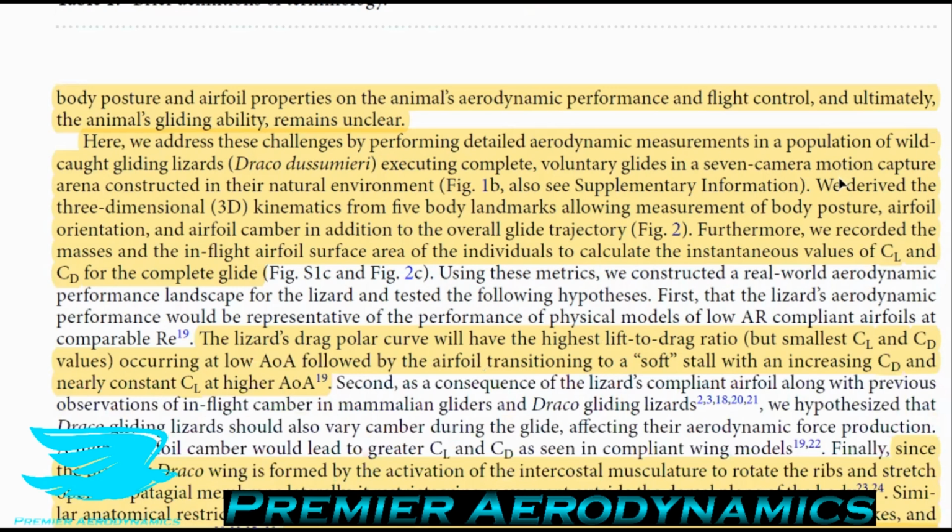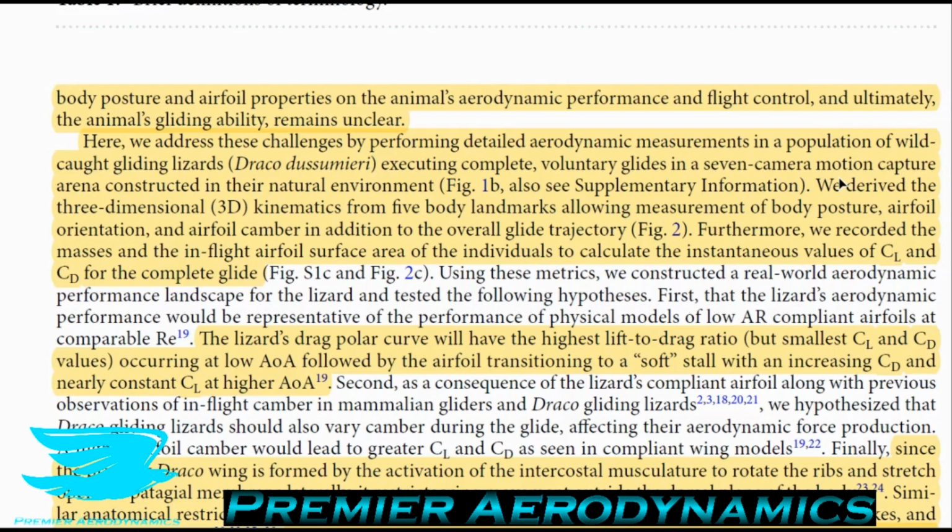So the lizard's drag polar curve will have the highest lift-to-drag ratio occurring at low angles of attack, followed by the airfoil transitioning to a soft stall with an increasing drag coefficient and nearly constant lift coefficient at higher angles of attack. Let's discuss this. Why does this happen? We mentioned that it's a low aspect ratio wing, and that means you can push to a high angle of attack before getting stalled. What's more, it will typically be a softer transition because you have these vortices pushing the flow down a little bit and helping delay stall. So that's why you get this soft stall.